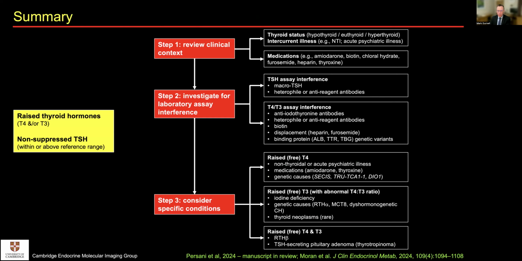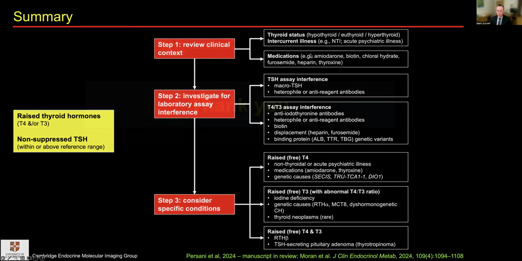Once we're happy that we know what we're dealing with in terms of the clinical scenario, then we need to talk to the laboratory and make sure that we're not looking at any form of laboratory assay interference. And thereafter, we need to think about specific conditions, which we may not be that familiar with and which we may need to speak to other colleagues about in order to help us to distinguish between conditions which are often only seen relatively rarely in our services.